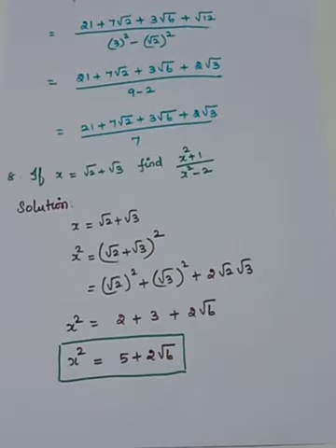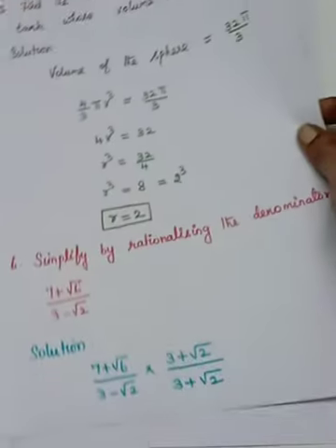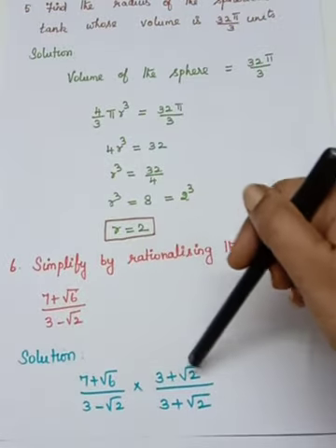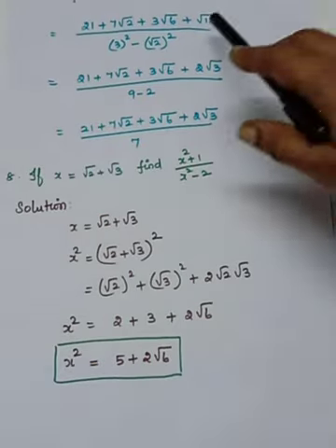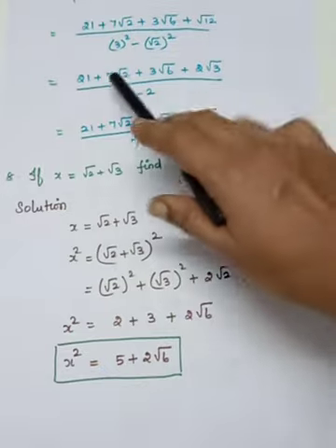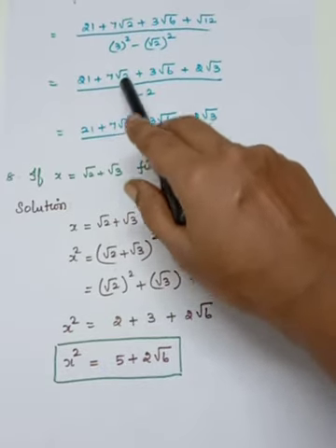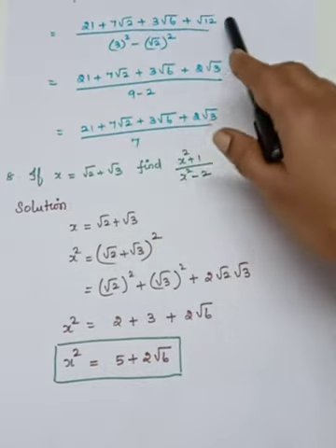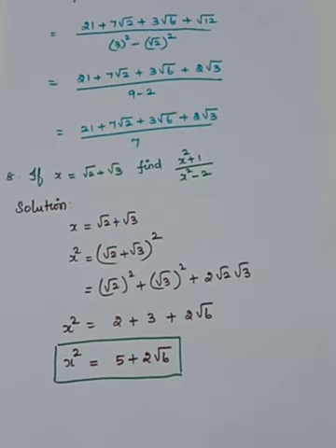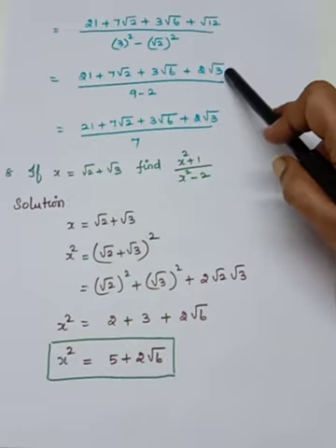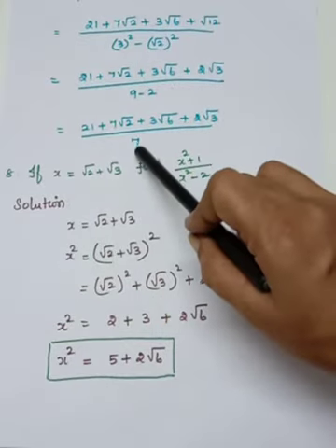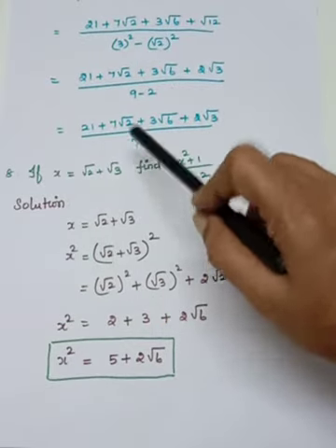Next one, what is it? Root 6 into root 2. So that can be written as root 12. Look at the numerator: 21 plus 7 root 2 plus 3 root 6 plus root 12. The 12 can be written as 4 into 3. So square root of 4 into 3. What is the square root of 4? That is 2. So it can be written as 2 root 3. So this will be the answer. You see the denominator, it is a rational number, 7.